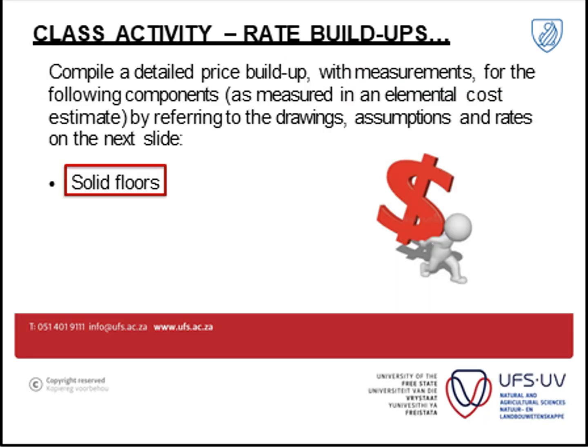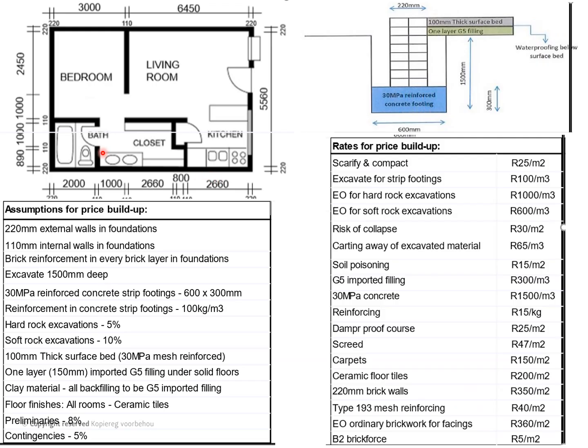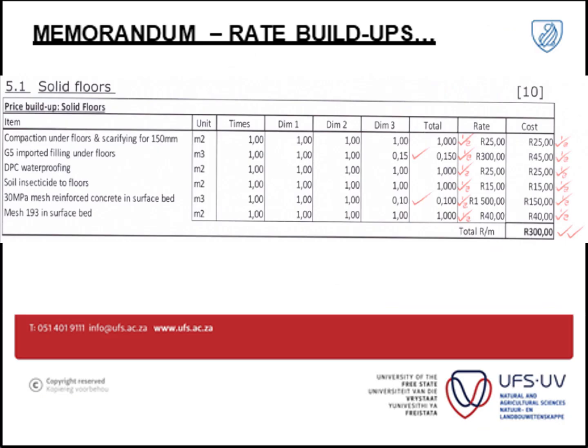So a class activity that we did, which you can do at home as well, is to compile a detailed price build-up for the measurement of the following components, measured in an elemental cost estimate, by referring to the drawings, assumptions, and the rates. So you've got the following dimensions and the following information, and so forth. The main thing is to look at what is included. The question was for solid floors, so you have to refer back to your elemental guide on what is included in your solid floors.